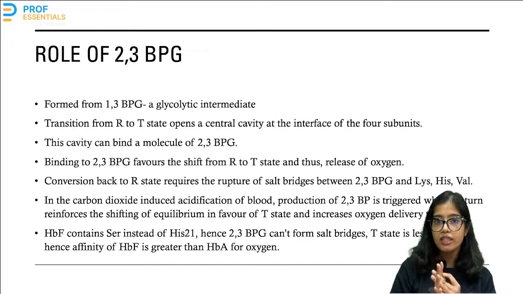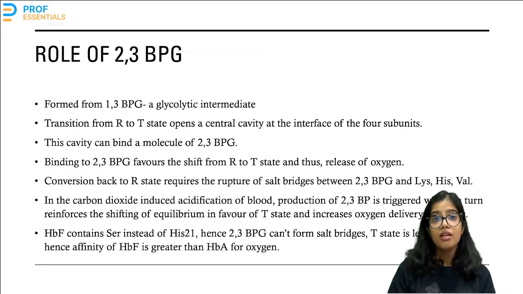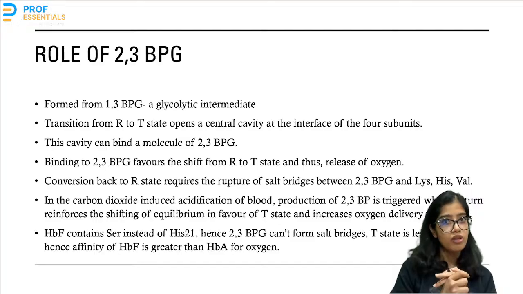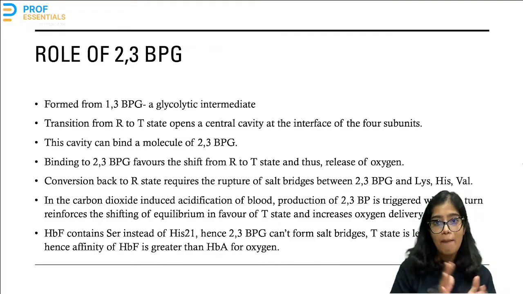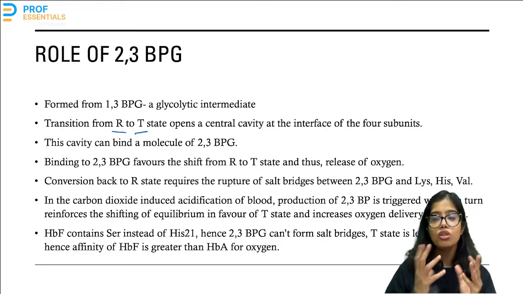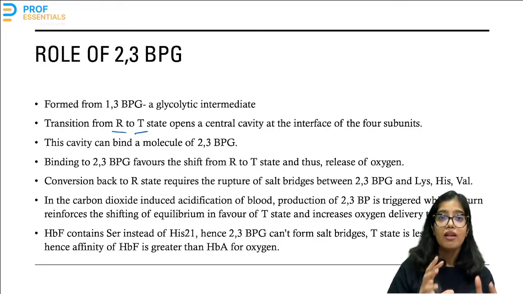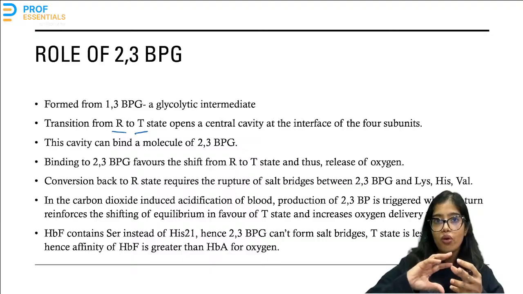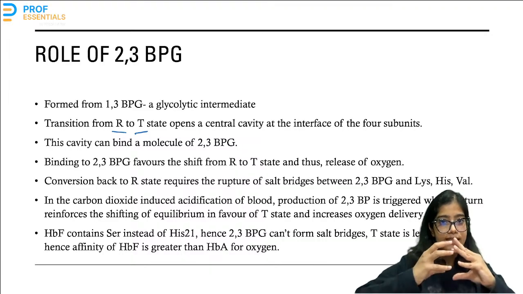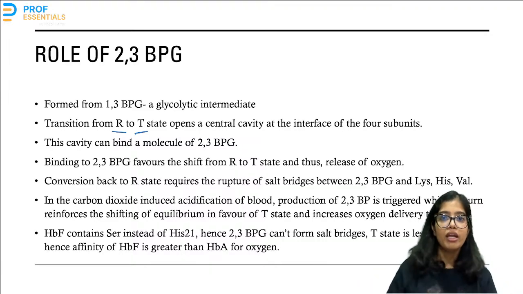1,3-bisphosphoglycerate is a glycolytic intermediate. It gets converted to 2,3-BPG by 2,3-BPG synthase, and this has a very important role in hemoglobin physiology as well. The transition from R to T state is through the formation of salt bridges, and during the transition, a central cavity is opened in between the 4 subunits.